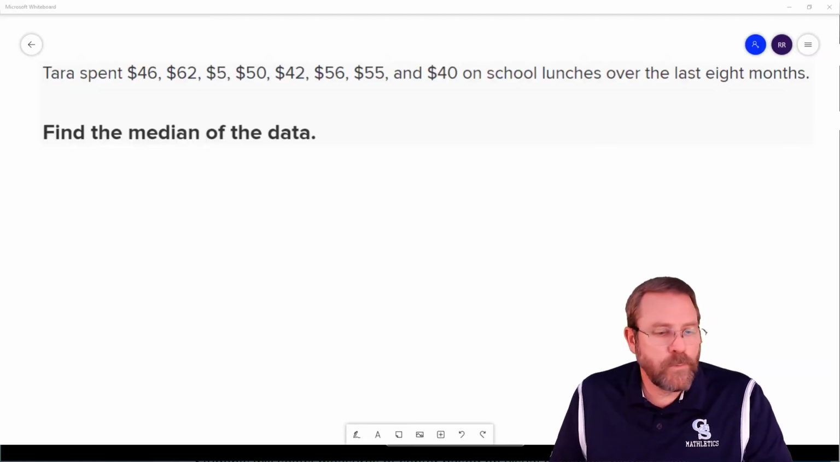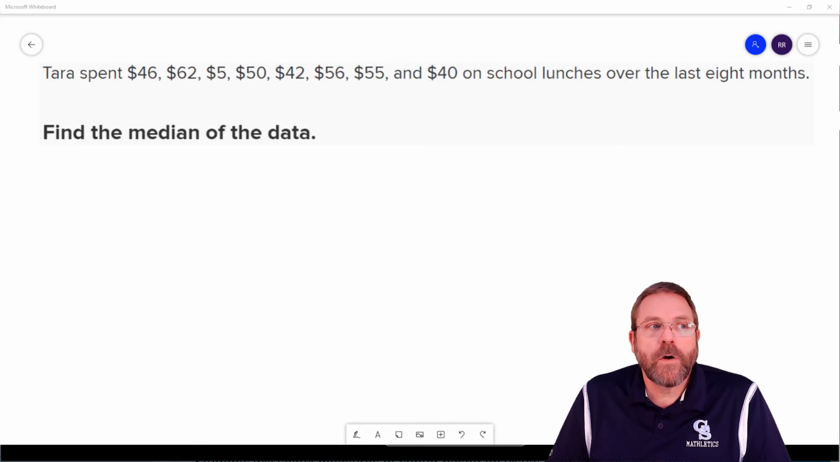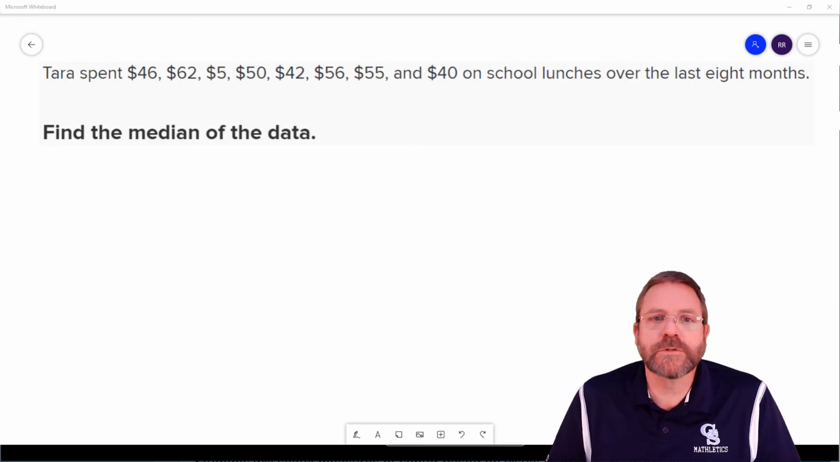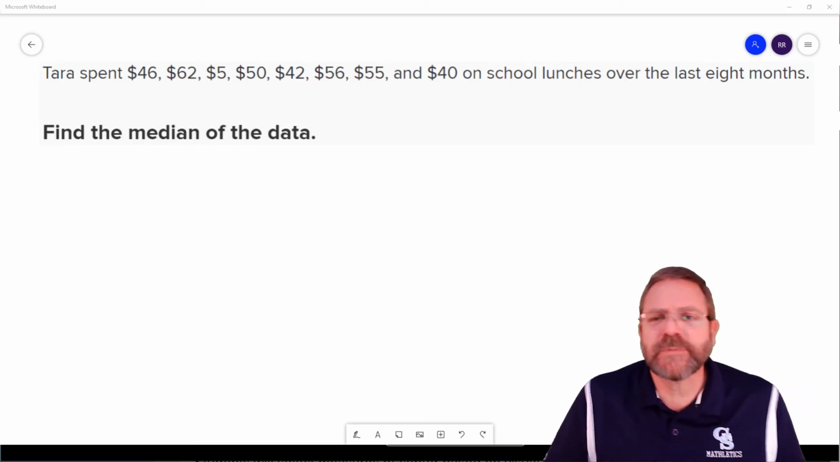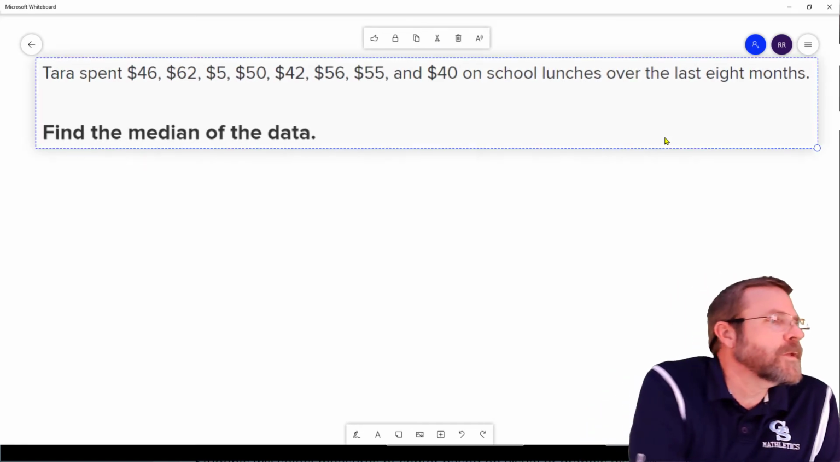Now for this problem, we're talking about Tara, who spent different amounts of money on school lunches over the last 8 months. I'm thinking that's a lot of money to spend on school lunch, but hey, maybe that's just me. I usually eat a frozen burrito, which costs, I don't know, about 50 cents a piece, and that's my lunch every day. So let's start off by sorting our data from least to greatest.